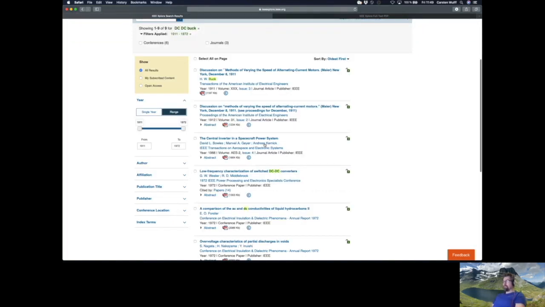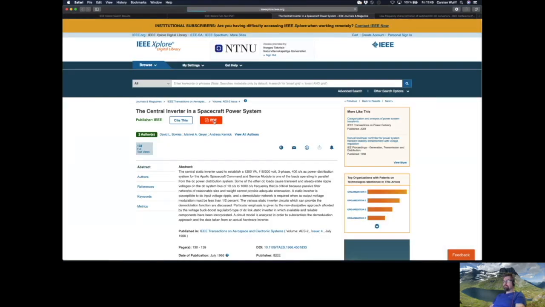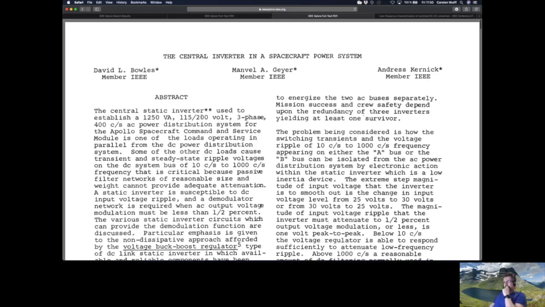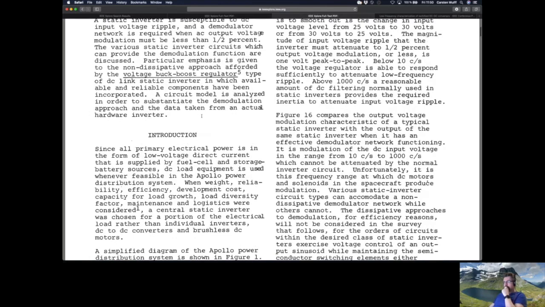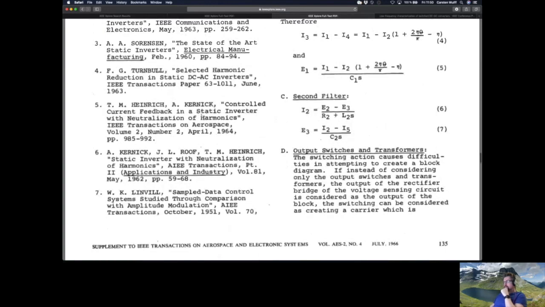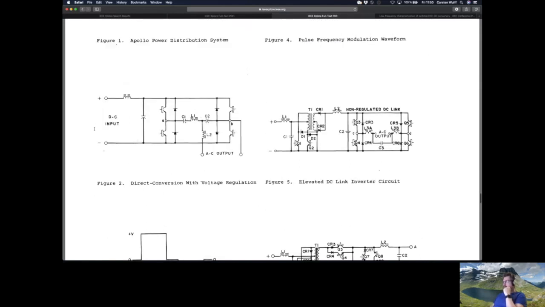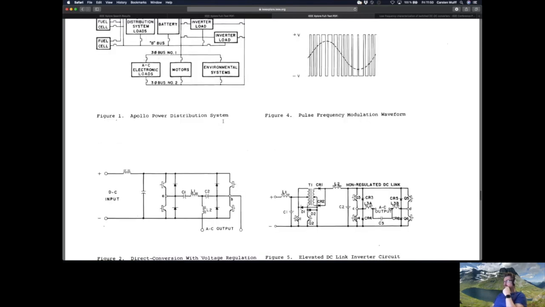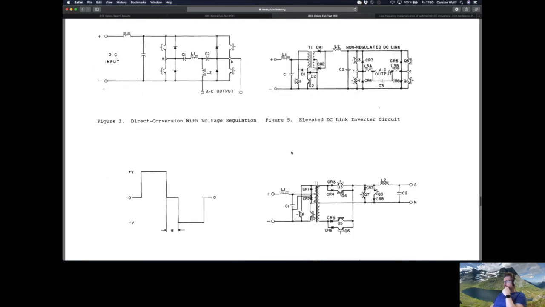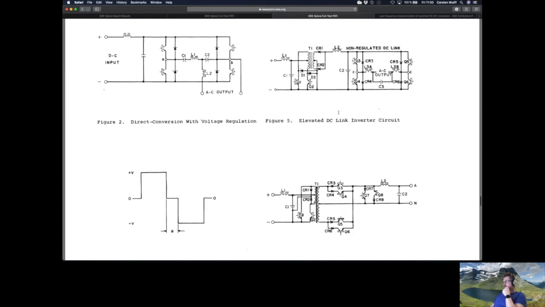Yeah, so here now we're getting something. Let's have a look at this one. So this talks about something central inverter in a power system, space power system. Does it have pictures? Takes too long to read the thing. Okay, so here we have a DC input. But that's not entirely what we want, because here we get an AC output. But then elevated DC link inverter circuit.